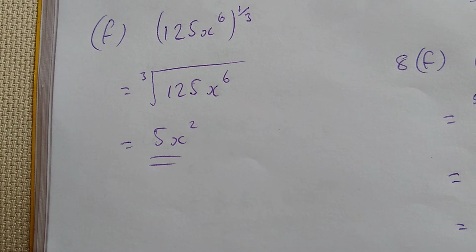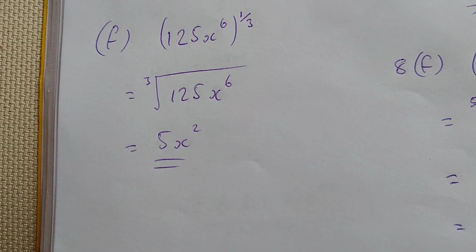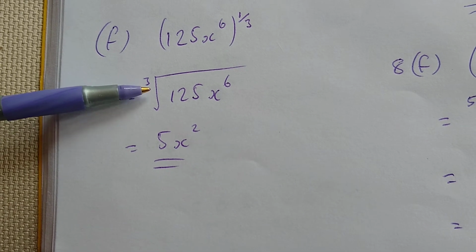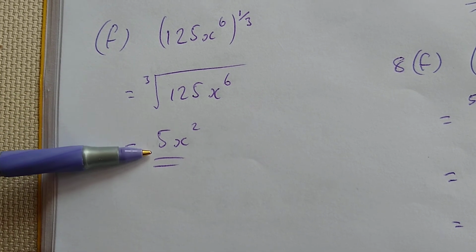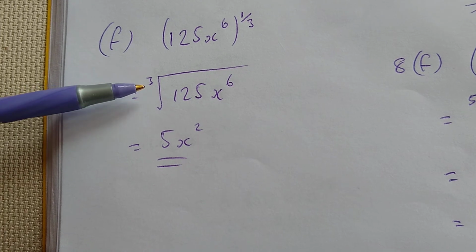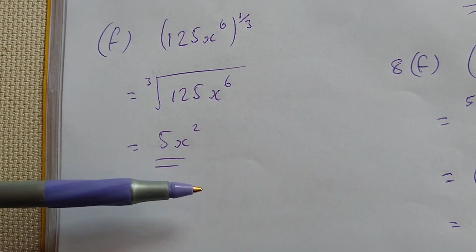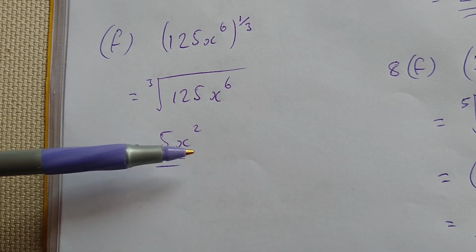So let's take 4. 4 times 4 is 16, times 4 is 64. Too small, try 5. 5 5s are 25, times 5 again is indeed 125. So the cube root of 125 is 5, because 5 times 5 times 5 equals 125.